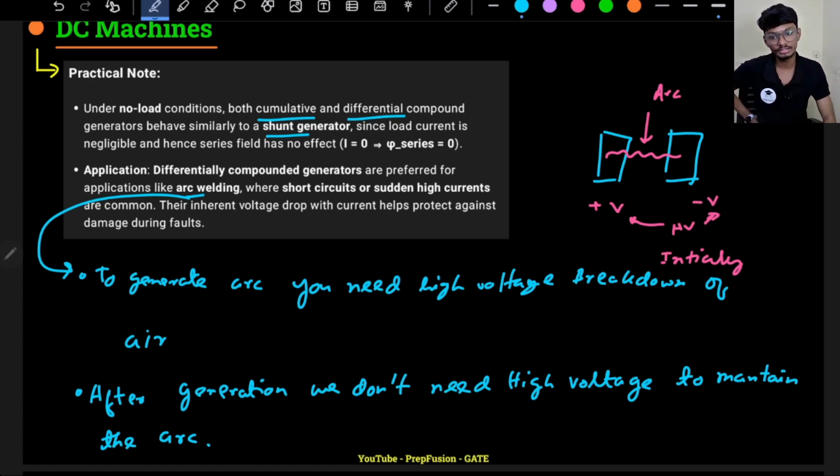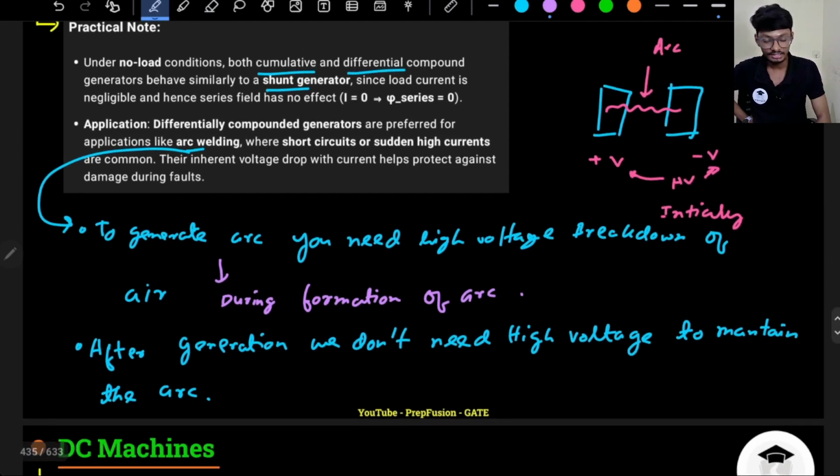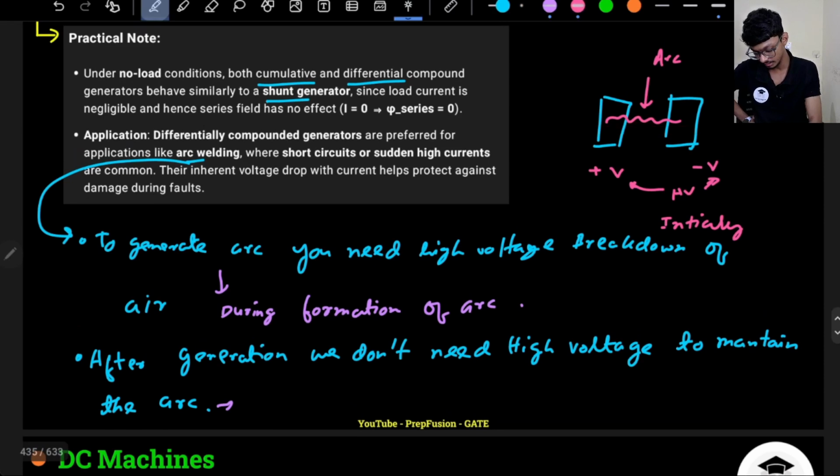Only during the formation of the arc do we need the high voltage. I am sorry for my handwriting. This is the property. After that we don't need high voltage to maintain the arc, but because a high current will pass through this, we will need high current. High currents will be required to maintain the arc.